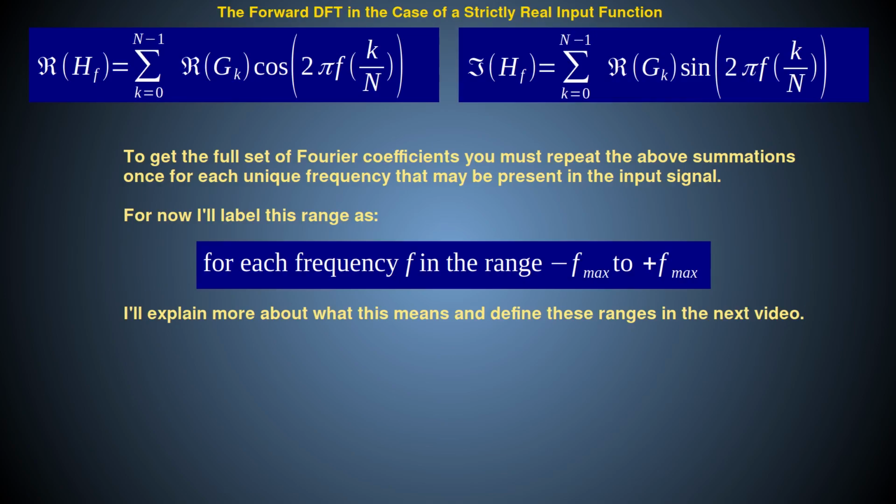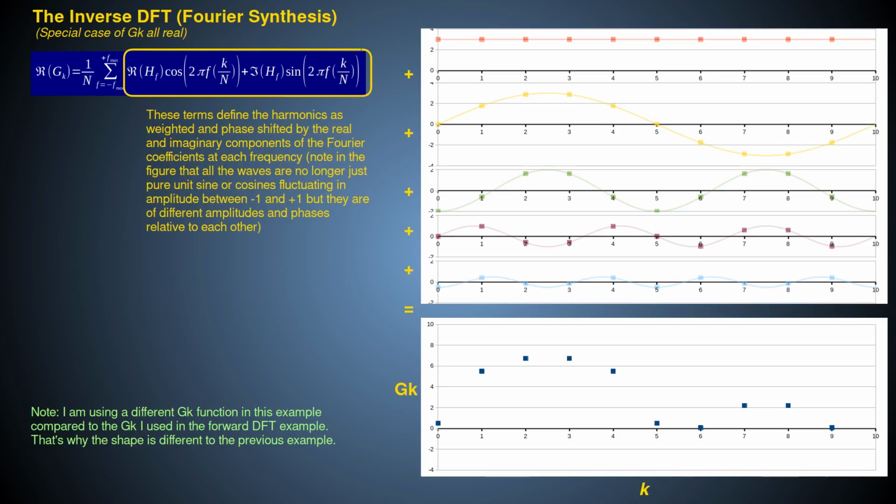Remember, these summation equations operate over the whole range of k, the spatial dimension, but for only one frequency waveform of frequency f, to give you the value of the Fourier coefficients for that frequency only. To get the whole set of Fourier coefficients, you need to repeat this operation for each frequency in the full range of frequencies that the signal could possibly contain, which I've represented here as being from minus f_max to plus f_max. For the inverse DFT, it's the other way around.